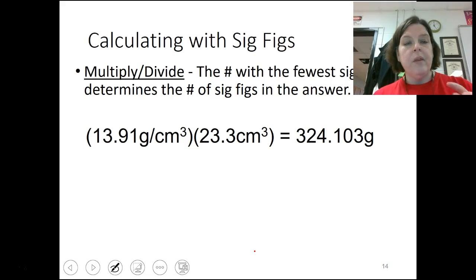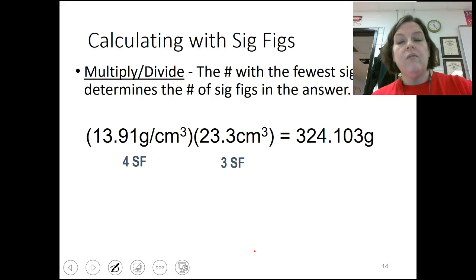So let's look. The first number has 4 significant figures. 1, 3, 9, 1 are all significant. The second number has 3 significant figures. 2, 3, 3 are all significant. So that means with 4 significant figures and 3 significant figures, I can only have an answer with 3 significant figures.